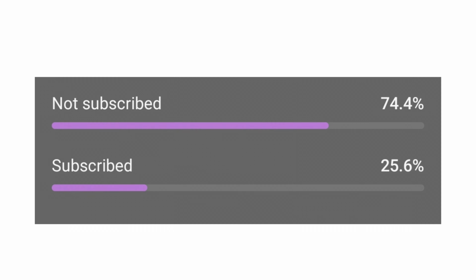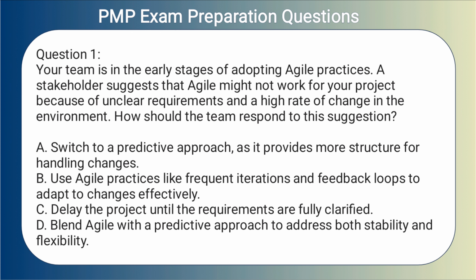Okay, back to the questions. Question 1. Your team is in the early stages of adopting Agile practices. A stakeholder suggests that Agile might not work for your project because of unclear requirements and a high rate of change in the environment. How should the team respond to this suggestion?